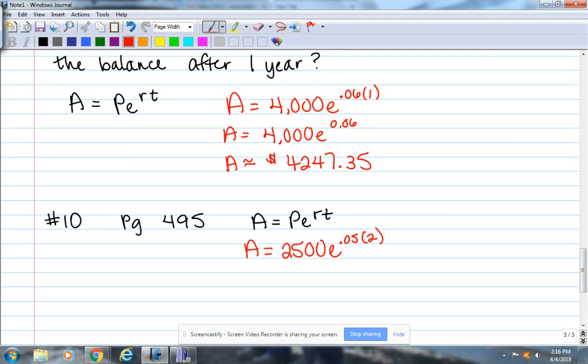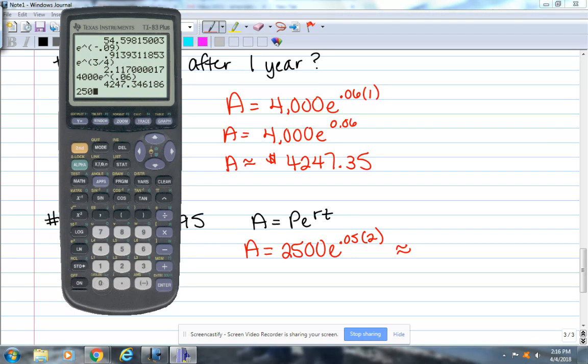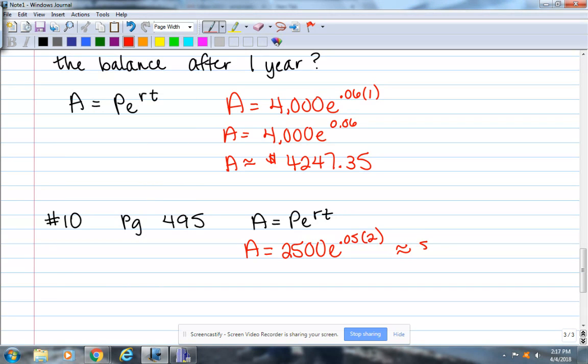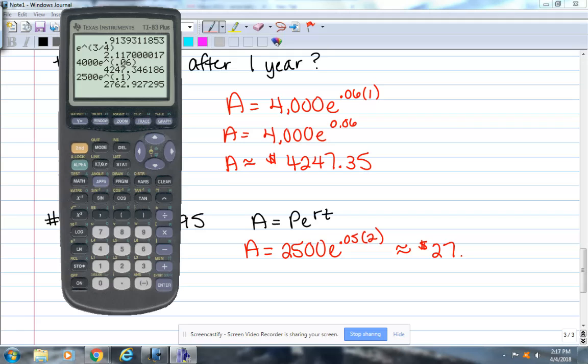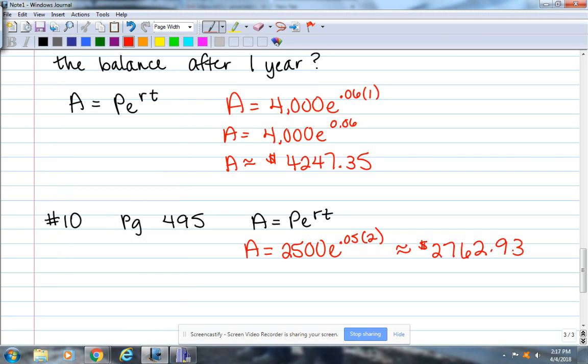So let's type that straight in our calculator and tell me how much you think we're going to have after 2 years. First of all, we got to multiply those first, don't we? 0.1. So 2,500 times E to the 0.1. You have to multiply those exponents first, and that's going to be 0.1. And then hit enter. $2,712.93. So after 2 years, you gained $212.93. Very good.